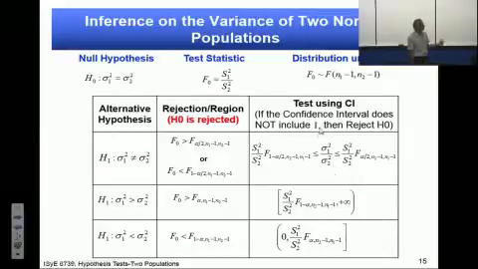So the confidence interval, we compared it with 1. Why? Because sigma 1 squared divided by sigma 2 squared under H null is 1, because it says they are equal. Any questions? Is it clear?